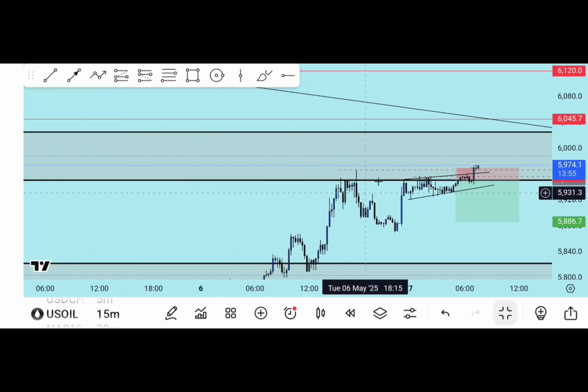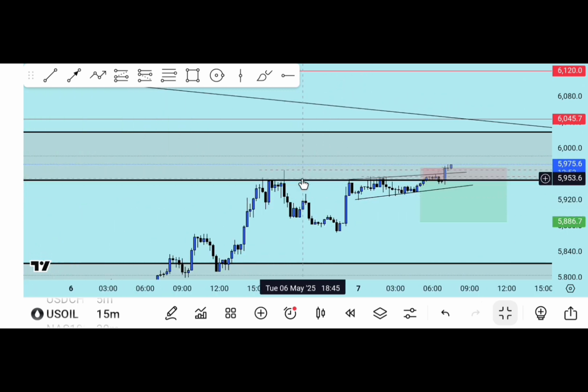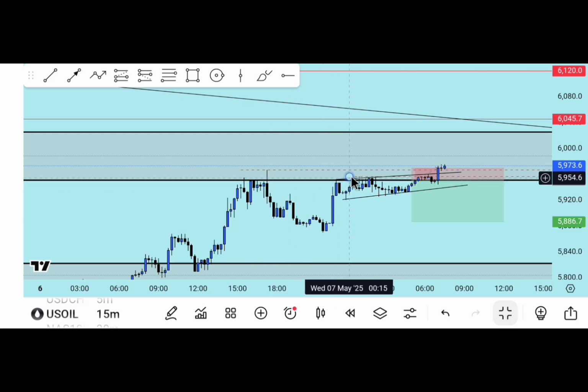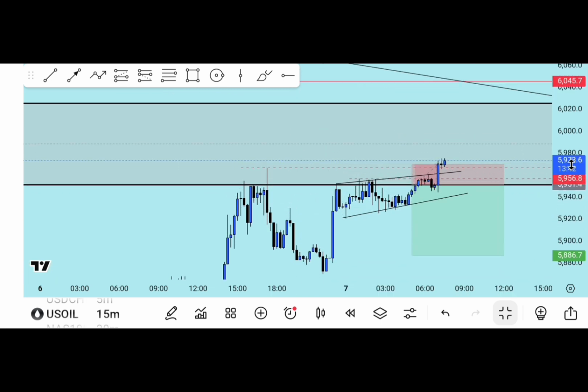So I considered this particular candle to be a rejection candle. Then here, a change of character to the downside. Then a sweep of an inducement into the zone.